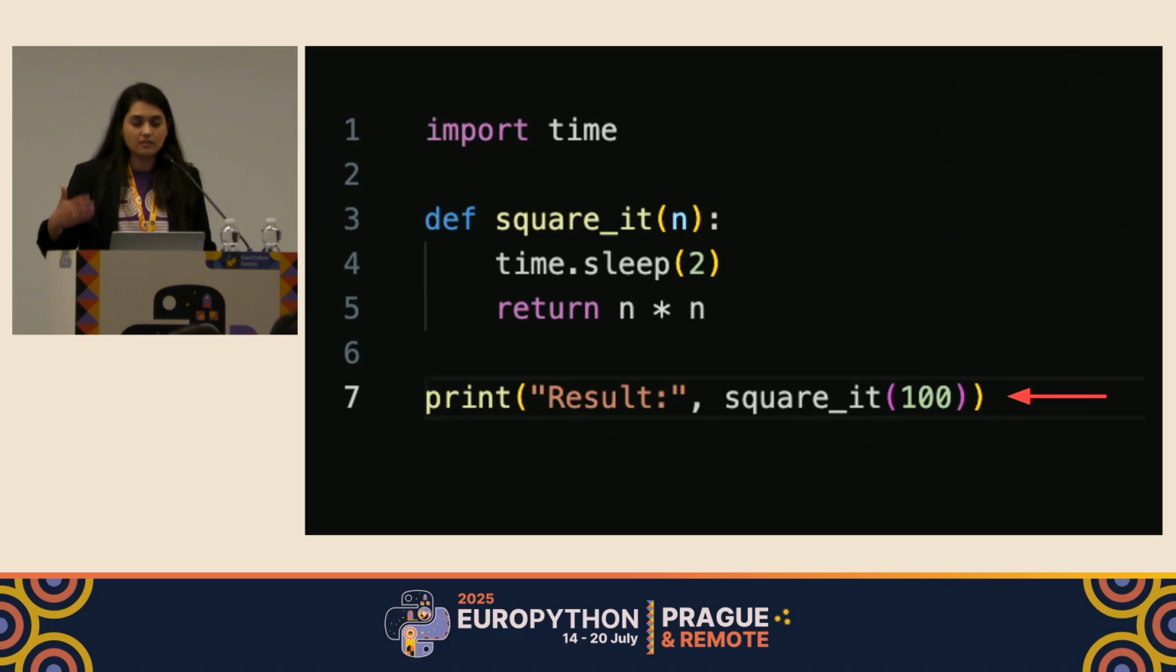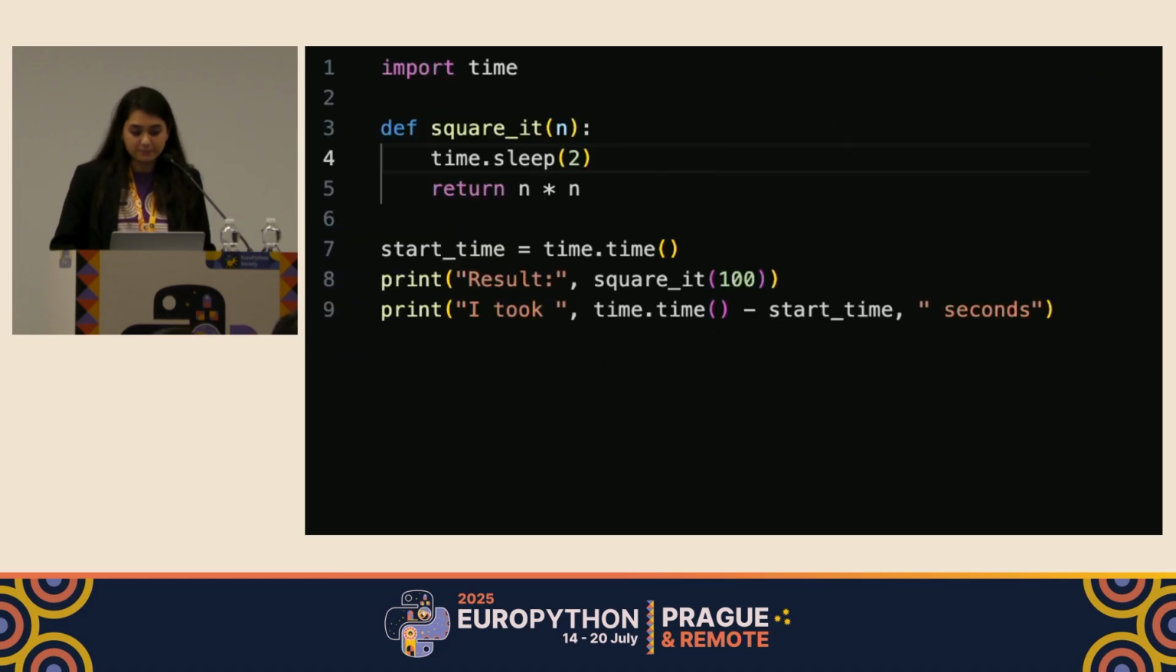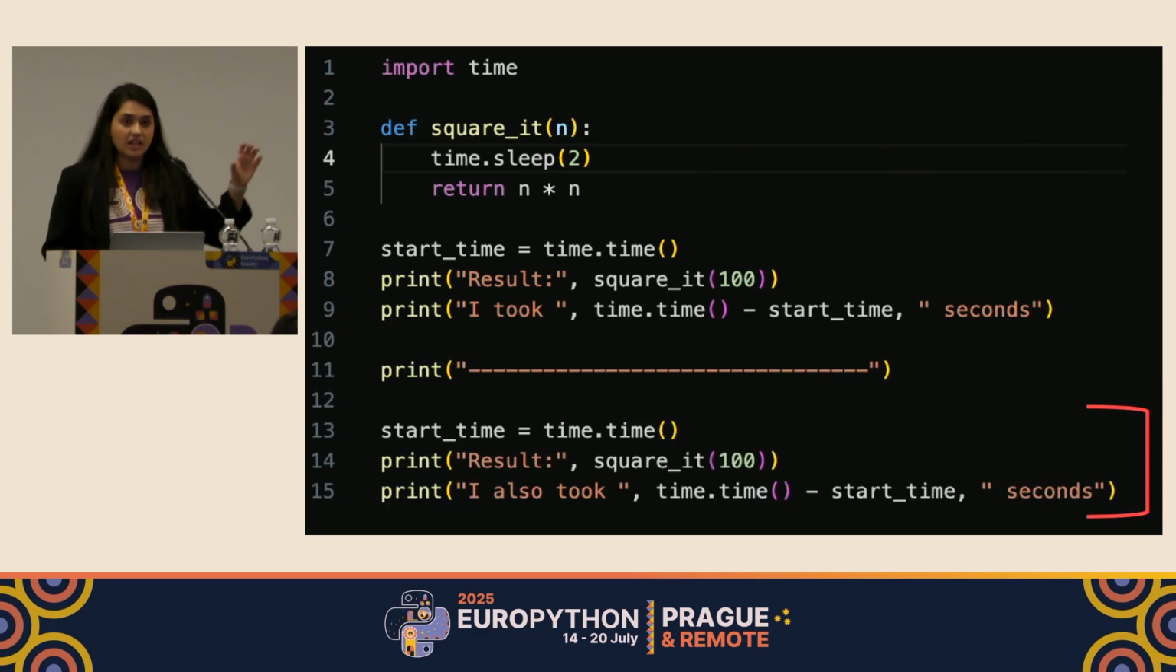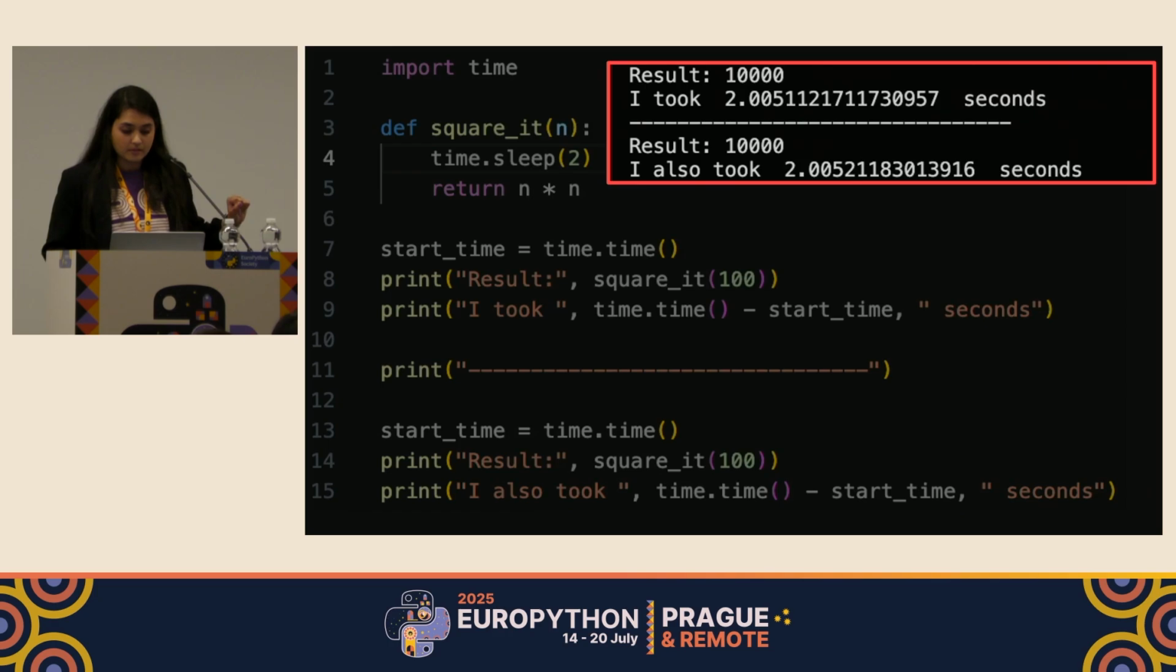Let's try and calculate the amount of time our function takes to execute. SquareIt still has the same function definition. However, on line 7, we took a note of the current time in the start time variable. Then we made our function call, and we measured our elapsed time. In this section, we are just repeating the function call to see what happens. In the output, we can see that both function runs took over 2 seconds. And we expected that because we are intentionally making our function sleep for 2 seconds.